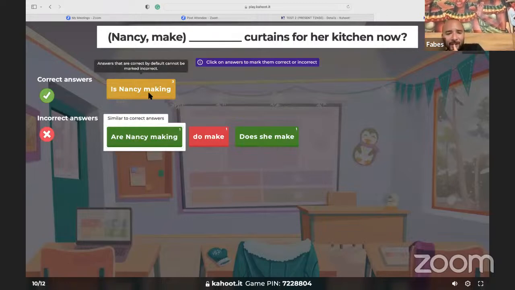Something interesting to discuss. Do you think that when somebody asks this question, is Nancy making curtains for her kitchen now? What do you think? Nancy is working, doing that at this very moment, or not necessarily? What do you think?